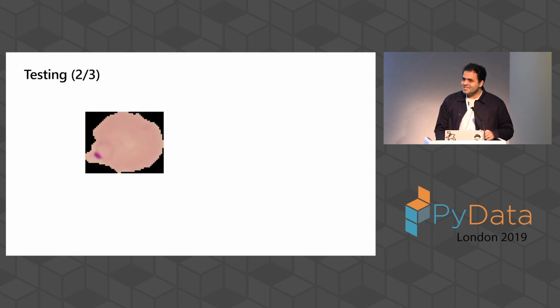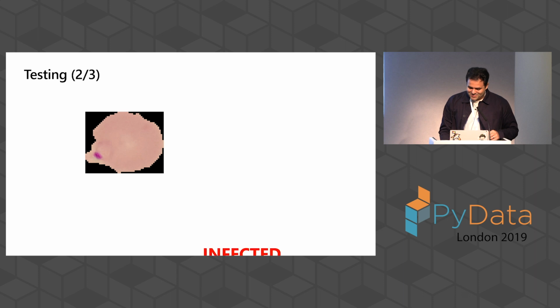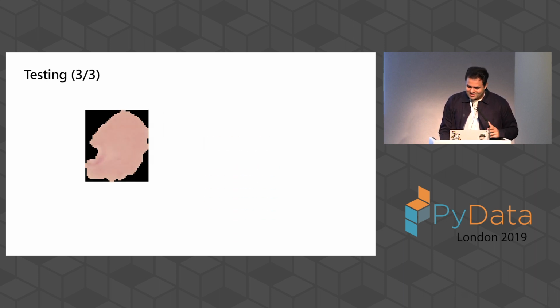Who here thinks this is an infected cell? Okay, that's pretty much all of you. That's amazing. So your accuracy has gone up now to 100%. It's indeed infected. And last test, this is a bit tricky. Who here thinks this is infected? Okay, fewer of you. And the rest of you, uninfected? Okay, turns out this is an infected cell. So those of you who said infected, you're right.